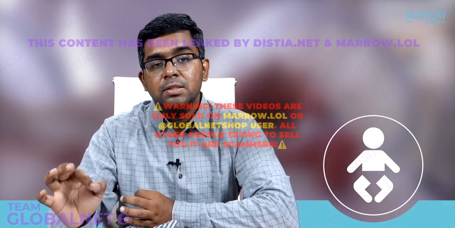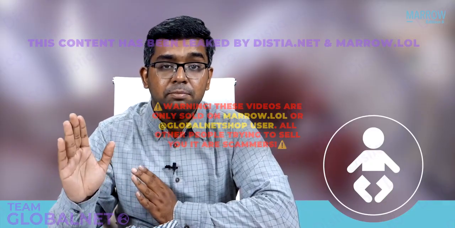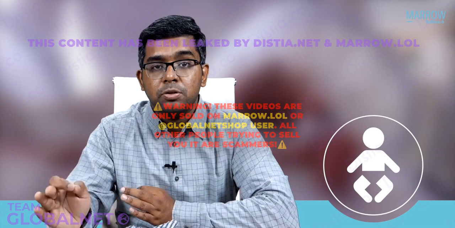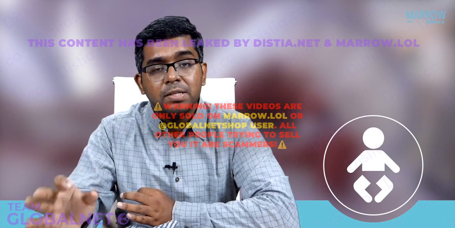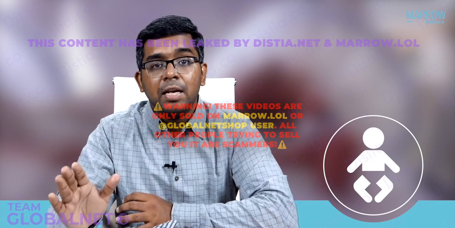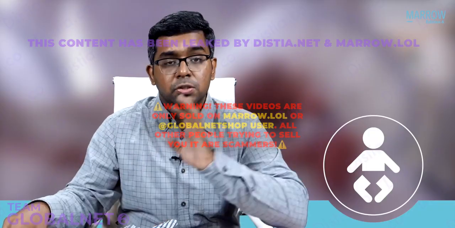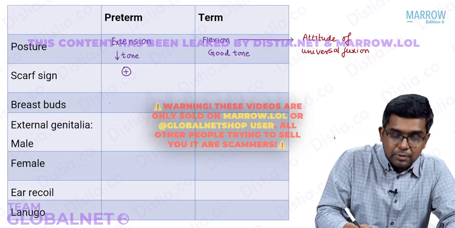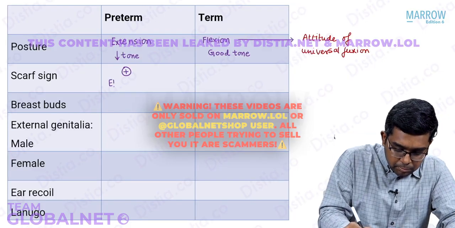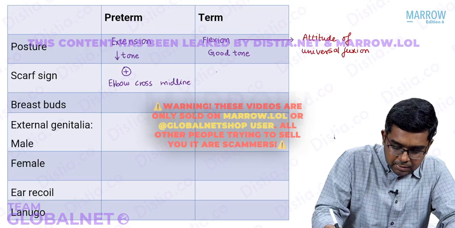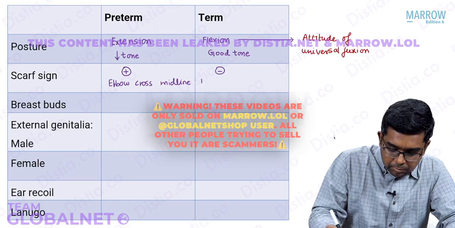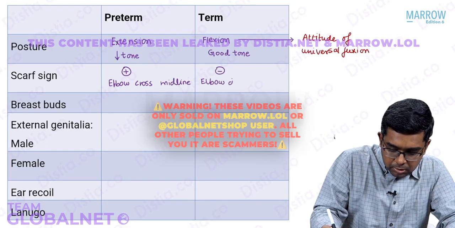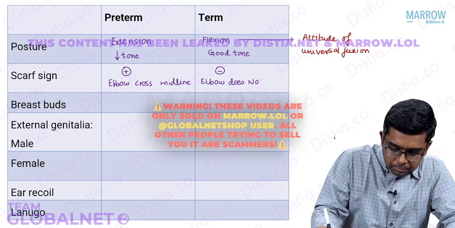So if there is a question on which group of babies the scarf sign is positive in, scarf sign is positive in preterm babies. What is the meaning of a positive scarf sign? The elbow crosses the midline, which is noted only in preterm babies. Whereas in a term baby, scarf sign is negative; in other words, the elbow does not cross the midline.